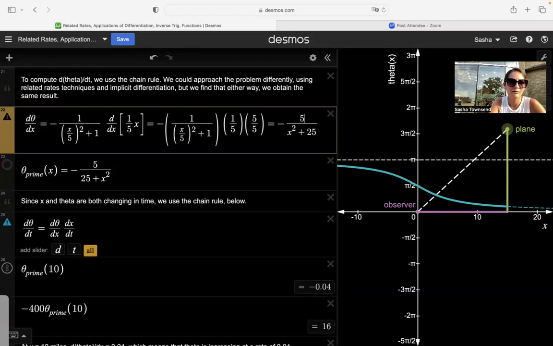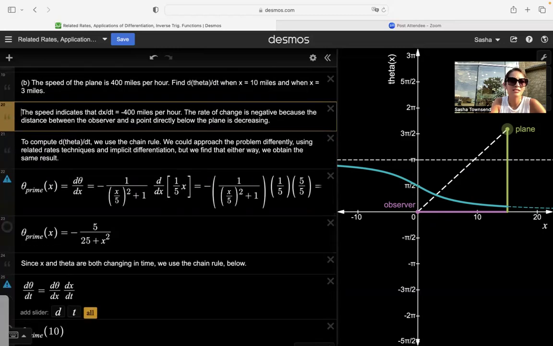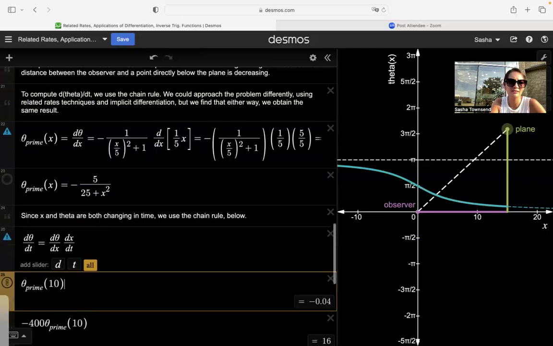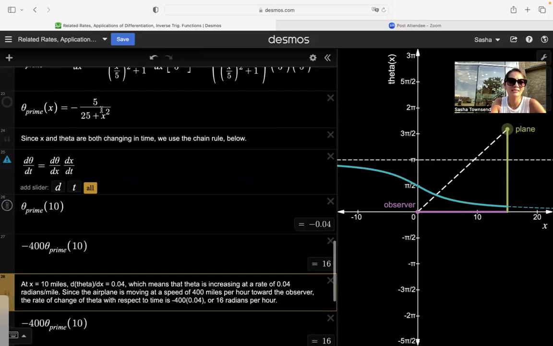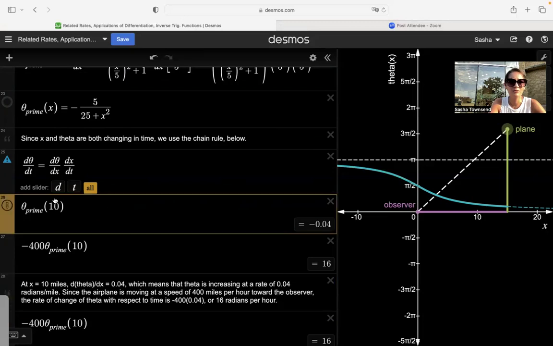All right. Now, what did the question say? The speed of the plane is 400 miles per hour. Find d theta dt when x equals 10 miles and when x equals 3 miles. Well, we have d theta dx. We know it's negative 5 divided by 25 plus x squared. And we want d theta dt at x equals 10 miles and at x equals 3 miles. So what we'll do is compute theta prime, that's with respect to x, and evaluate it at x equals 10. And then we'll multiply by dx dt.